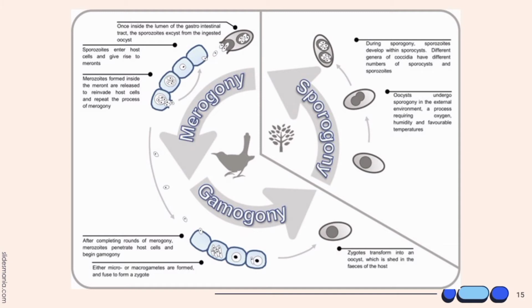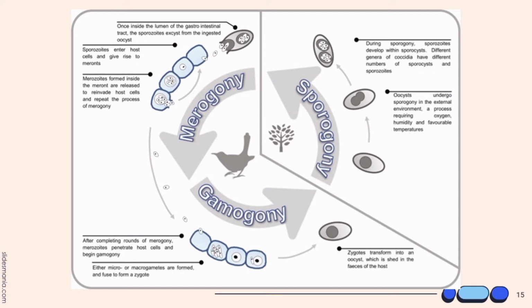Next is the endogenous multiplication by asexual merogony or schizogony. Once inside the lumen of the gastrointestinal tract, the sporozoites exit from the ingested oocyst. The sporozoites then enter the host cells and give rise to the meronts. Merozoites formed inside the meronts are released to reinvade the host cell, then repeat the process of merogony.